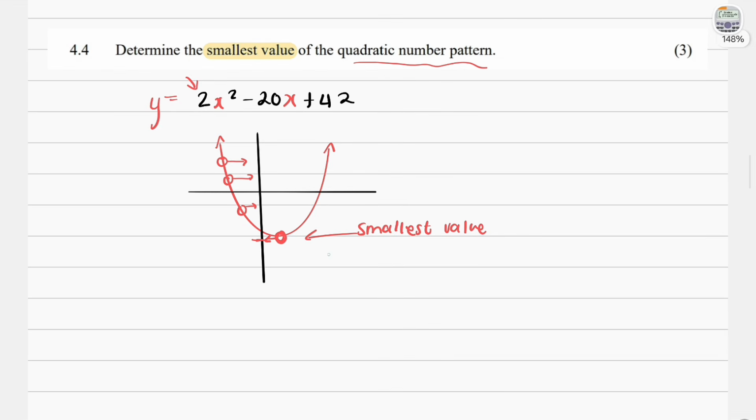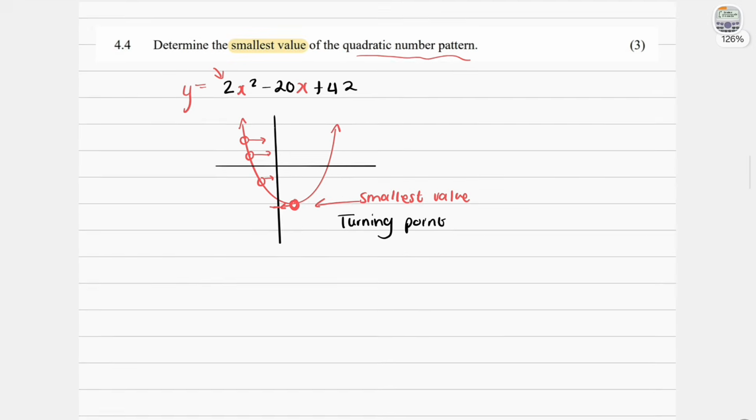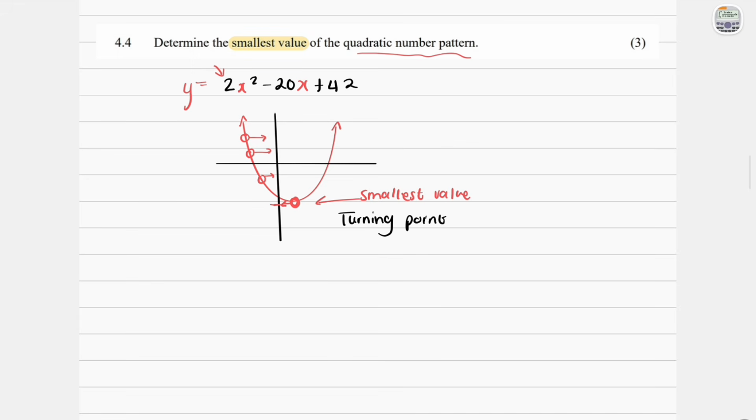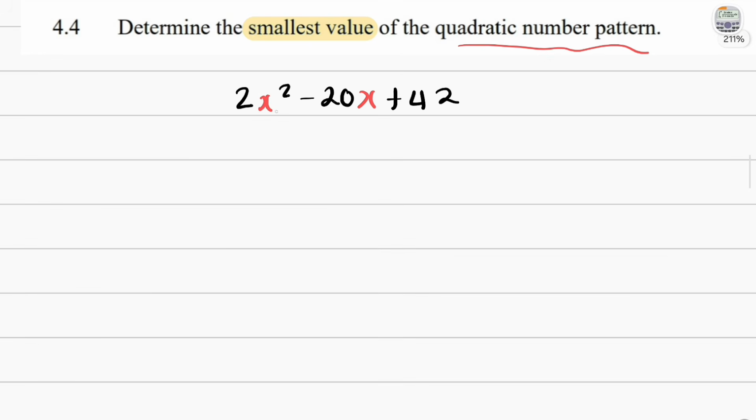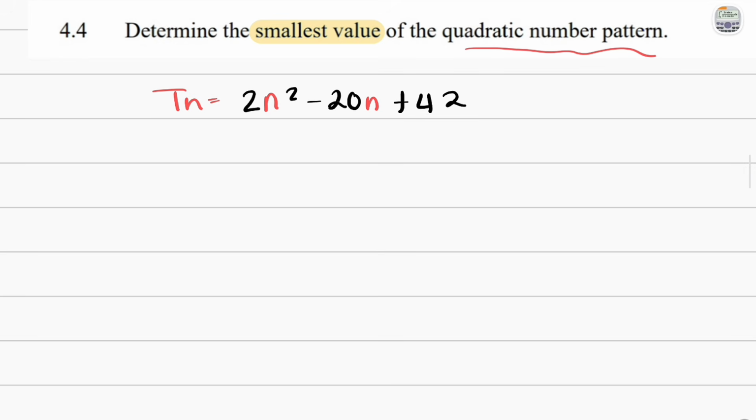But here's the thing about it. We can find the lowest one. The lowest one happens at this special point called the turning point. So that's what we're going to do. We're going to find the y value of the turning point of this parabola, of this quadratic number pattern. In place of n or x, I'm just going to put back n. So this is Tn. To find that lowest value, we find the y value of the turning point by finding the x value first.